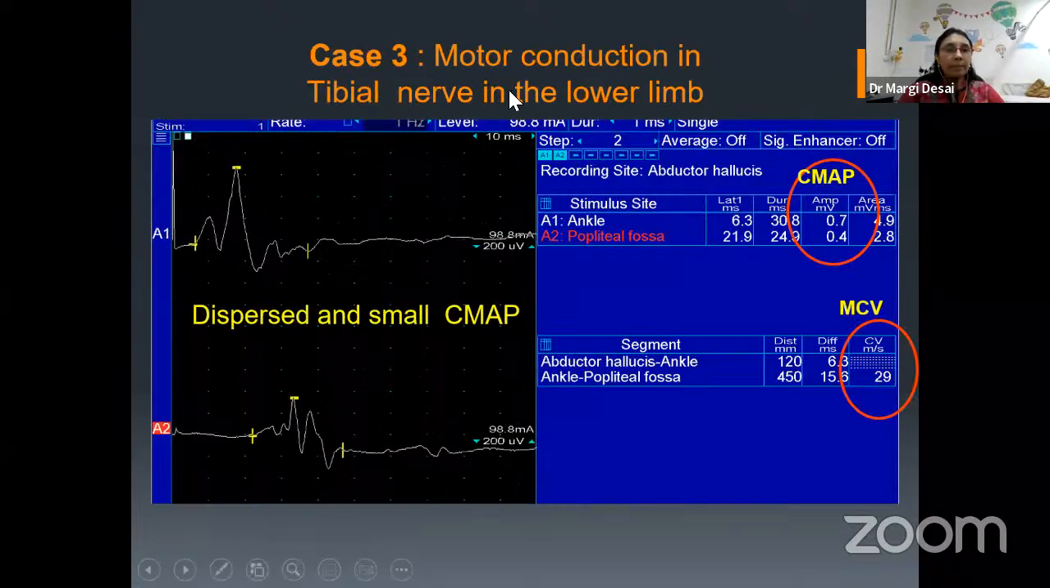In the lower limb, in the tibial nerve, again, CMAP at the ankle was small and it was spread out like this. So that is known as dispersion of the CMAP. And then if you look upon stimulation at popliteal fossa, it is even smaller. So what was 0.7 became only 0.4 millivolt at popliteal fossa. So dispersed and small CMAP. So this is also known as a partial conduction block. And the motor conduction velocity was slow as well. It was 29 meters per second as opposed to a normal of 40 meters per second.